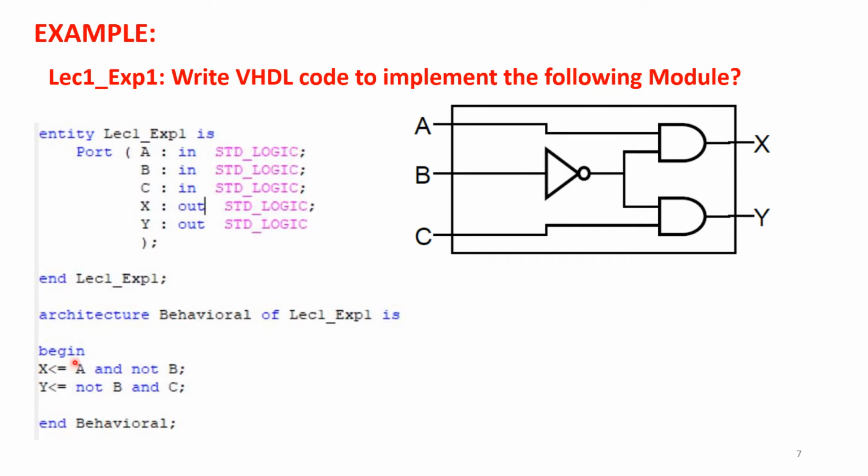Then you give the name and the other convention. Then you start with begin. After begin you write the equations. Here we want to get X. So X gets A and not B, and Y gets not B and C, and end behavioral. You started the architecture, you end the architecture. And this is actually called an assignment. So X equals A and not B. That means we are assigning X from A and not B, and Y from not B and C.